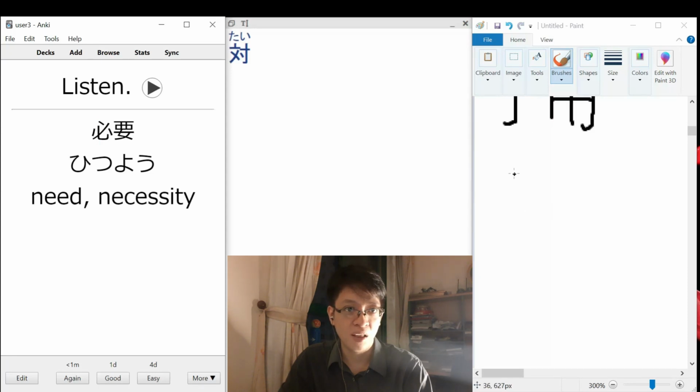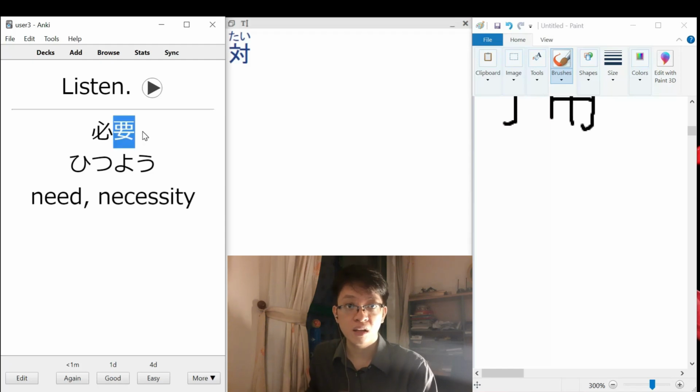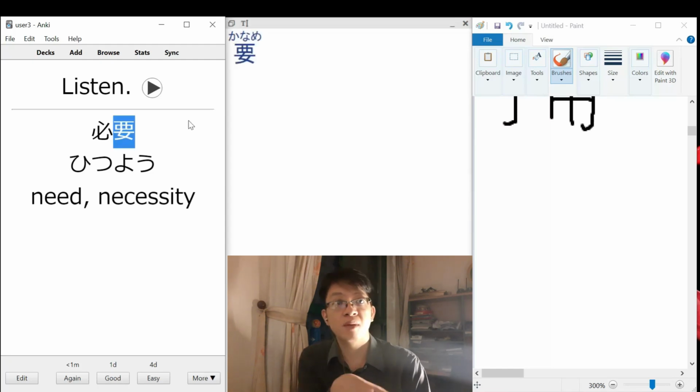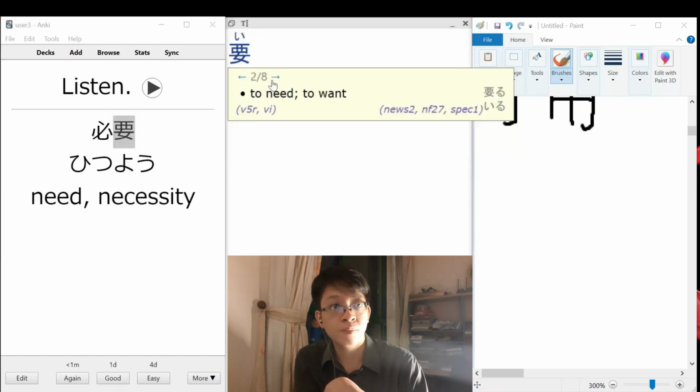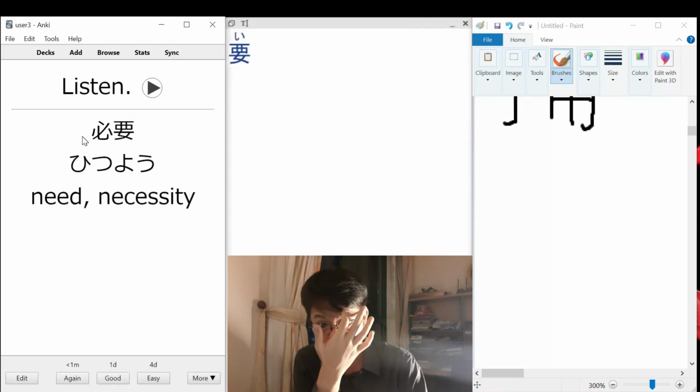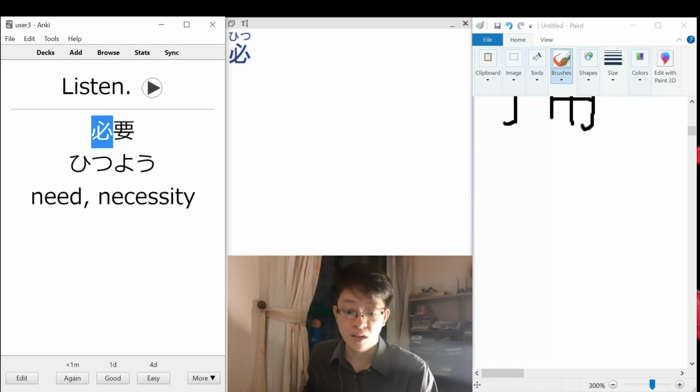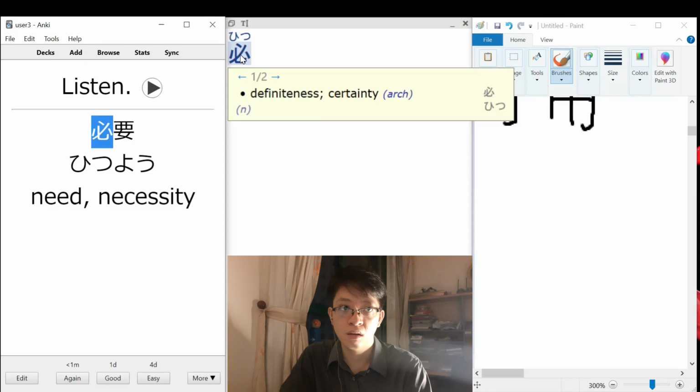I only was able to come up with the mnemonic. Okay. Anyway, this one means needs, necessity. We learned this one. This kanji means require, right? Require, need, and this one is a new one from yesterday. It just means most or certain, right?